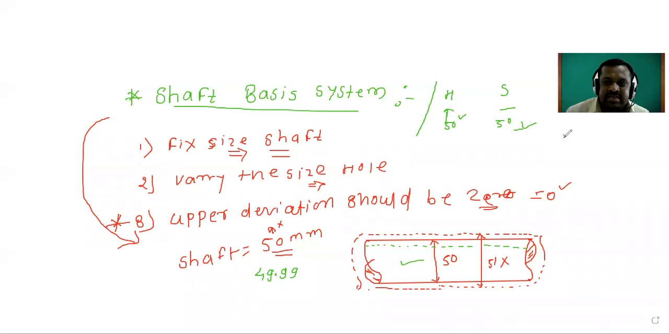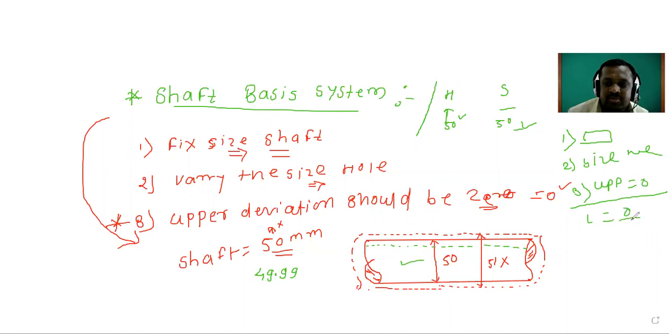In the shaft basis system, we fix the size of the shaft, then we vary the size of the hole to achieve the various fits. And in the shaft basis system, your upper deviation should be 0, and in the hole basis system, your lower deviation should be 0. Those two points you have to remember. So understood? Yes, sir. Okay.